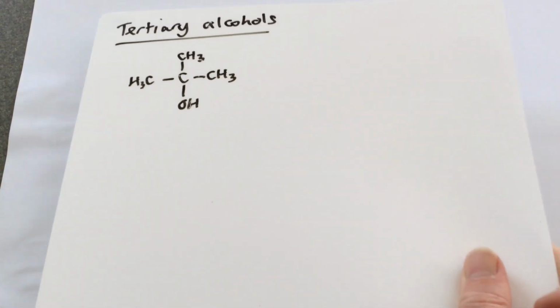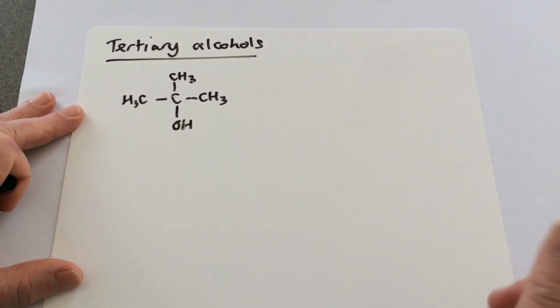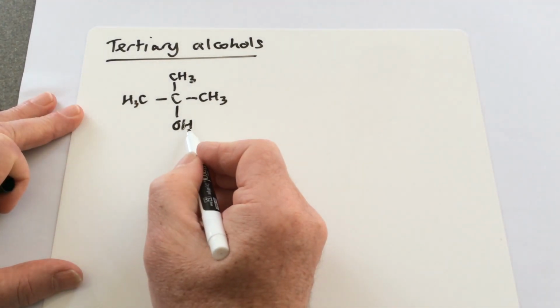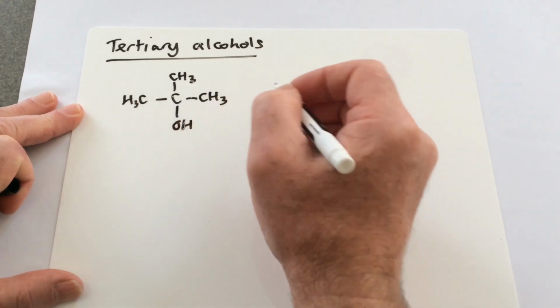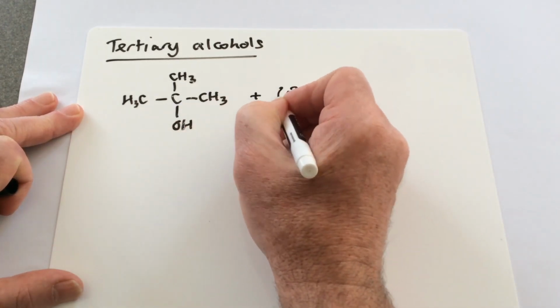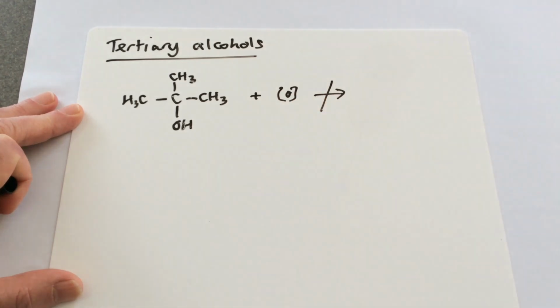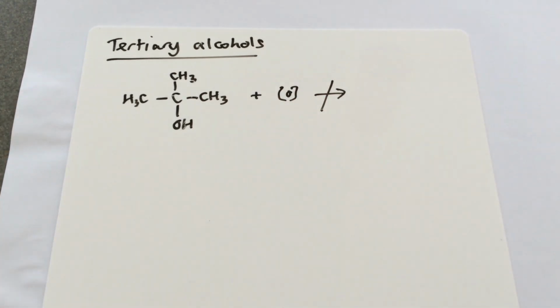Tertiary alcohols. This is much more straightforward. We can see a hydrogen on the oxygen, but the adjacent carbon atom has no hydrogens. So, in terms of oxidizing with acidified potassium dichromate, nothing happens.